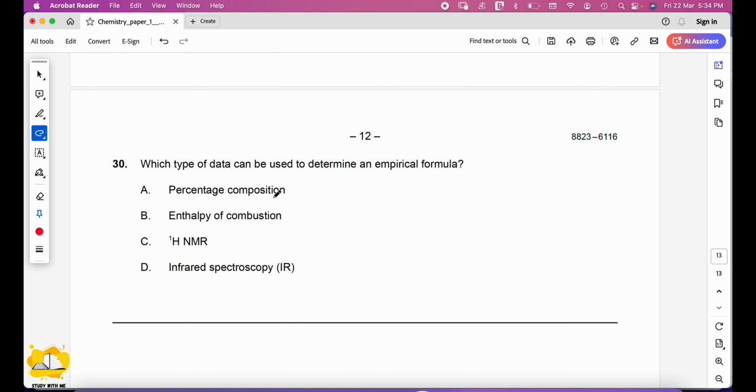For number 30, which type of data can be used to determine an empirical formula? Okay, so percentage composition is the answer. Why? Because percentage composition involves the mass percentage of each element present in the compound. By comparing them, you can determine the simplest whole number ratio, which constitutes its empirical formula. So the data from percentage composition can be used to determine an empirical formula.